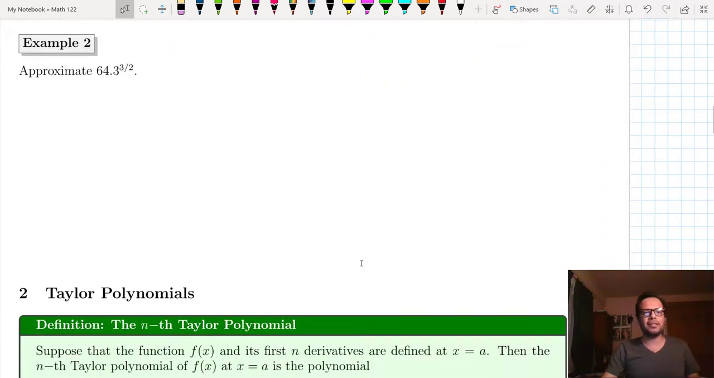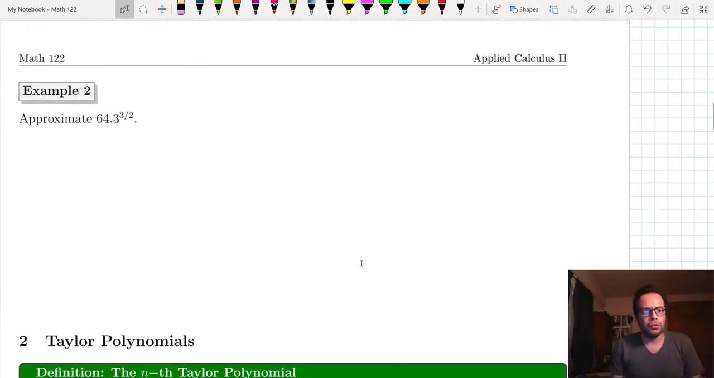However, let's do another example to do an approximation before looking at the generalized version for this. So worst case scenario on an approximation problem, they would just give you this: approximate 64.3 to the 3/2. That's all they give you. But they don't give you a function, they don't give you the point around which would be a good idea to develop the linear approximation. In that case, it would be our job to find that information.